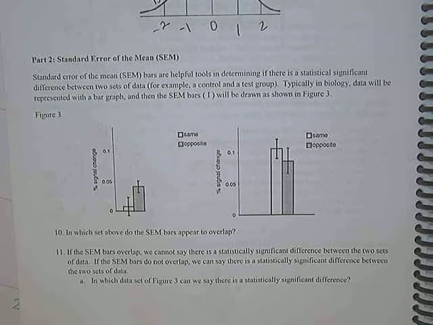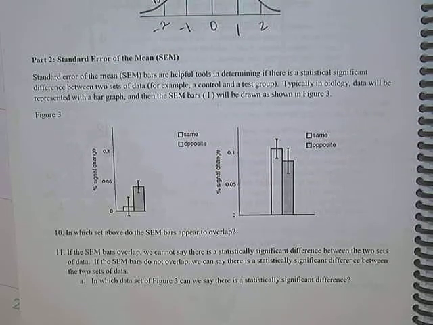This section we're going to be looking at standard error of the mean. So standard error of the mean bars, or what we call SEM bars, are helpful tools in determining if there's a statistically significant difference between two sets of data. For example, a control versus a test group.